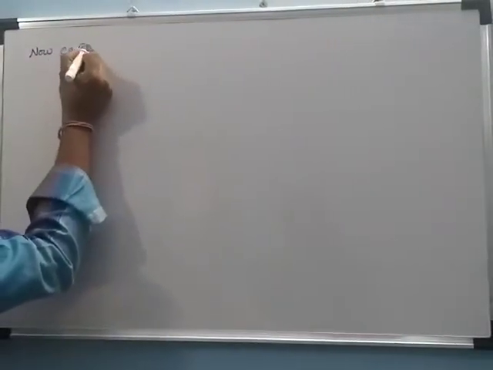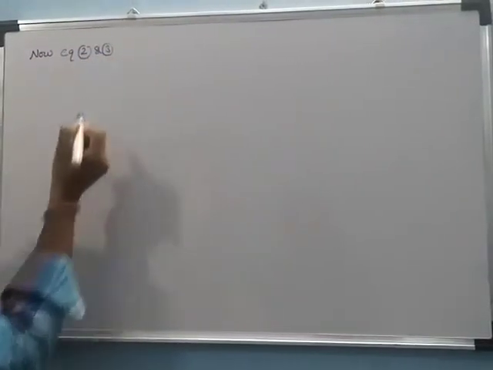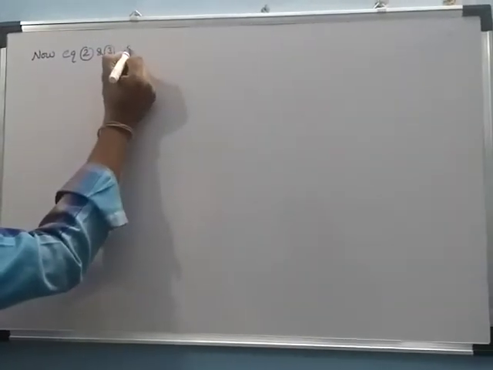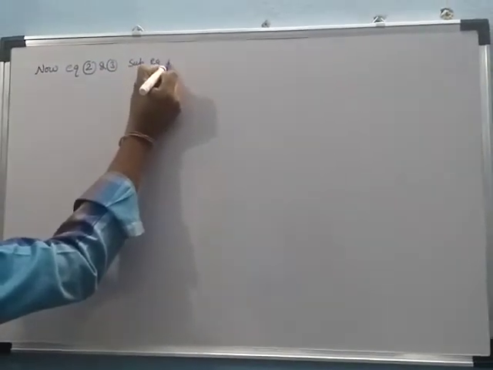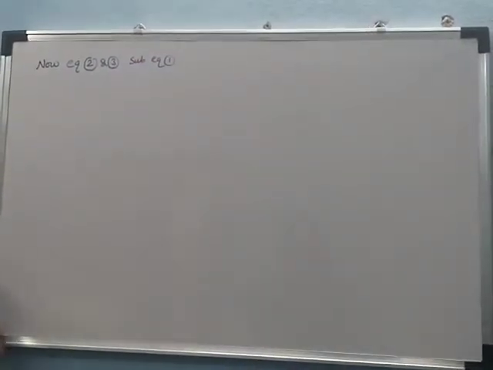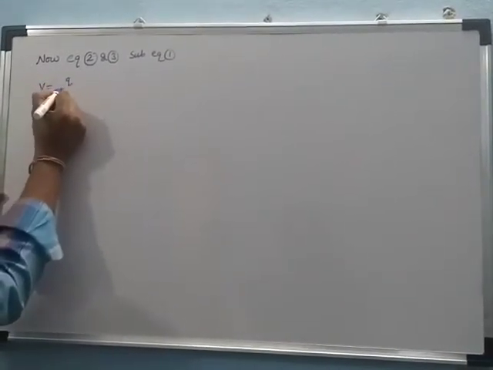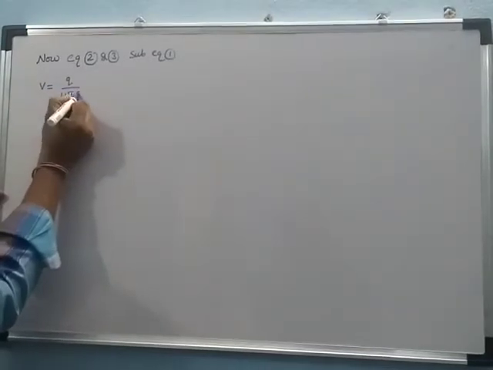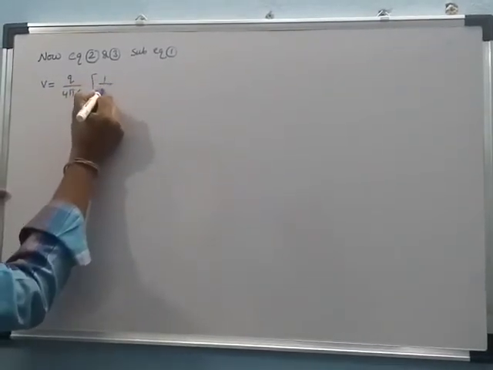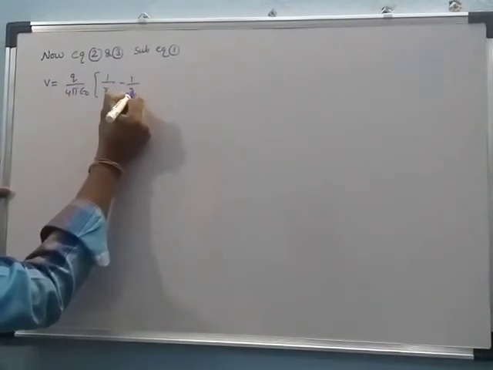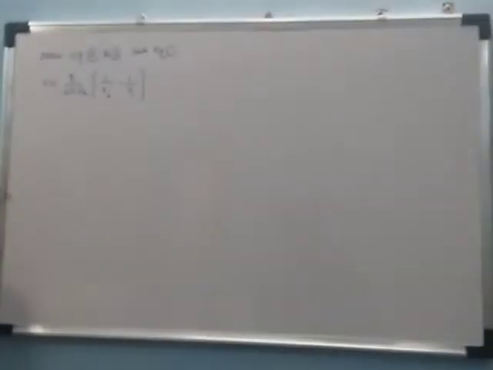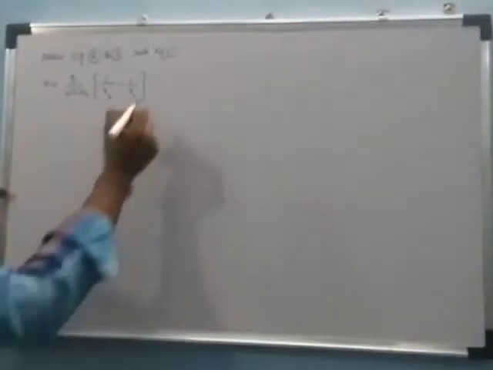Equations 2 and 3, substitute into equation number 1. So what is equation number 1? V is equal to Q by 4 pi epsilon naught into 1 by R2 minus 1 by R1.